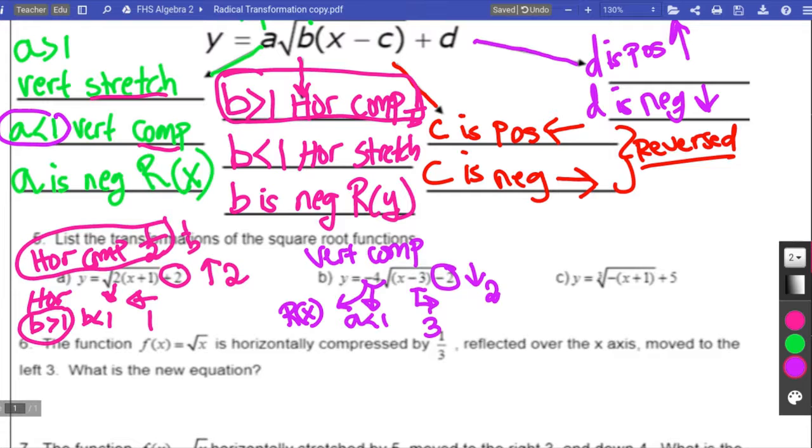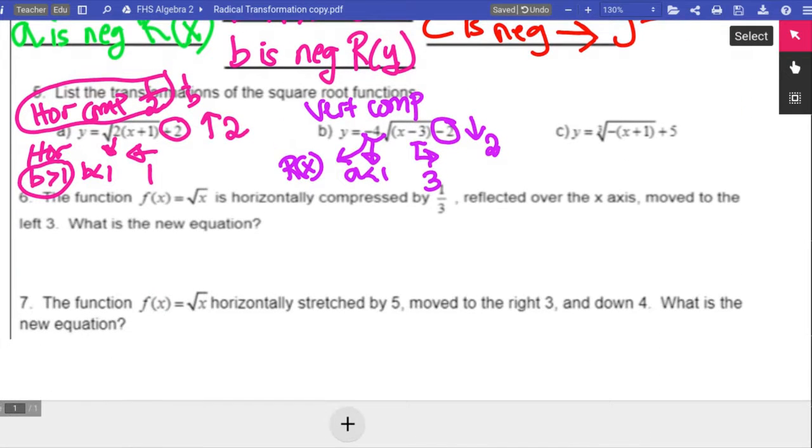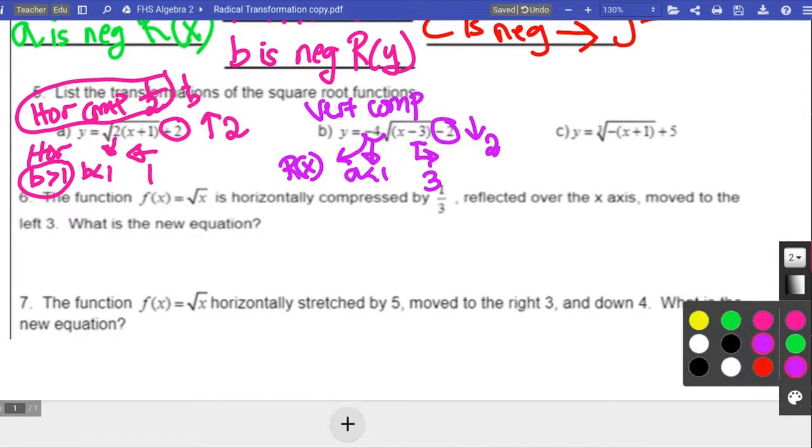All right. Let's go to C. With C, let's pick a different color. Let's go with black. We have this. This is a positive 1, so we're going to the left. Left 1, and that's a +5. We're going up 5. And then check this out. We have a negative right there. That negative just means that we're going to do a reflection over the y, and we're done, right?